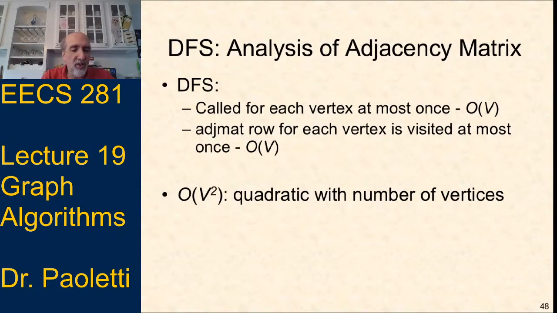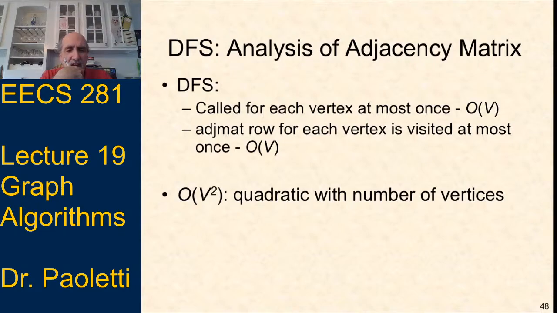Now, what if it was an adjacency matrix? Well, then we're still going to visit each vertex at most once. Each vertex will come out of the stack and become the current vertex at most once. But every time we do, we've got to go through that whole row, all O of V of them, which means it's O of V squared, which means it's quadratic with the number of vertices.